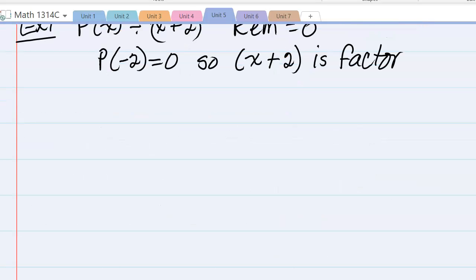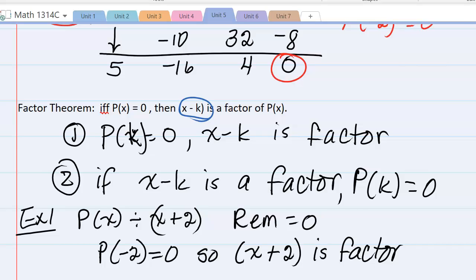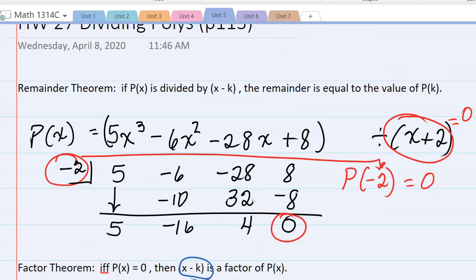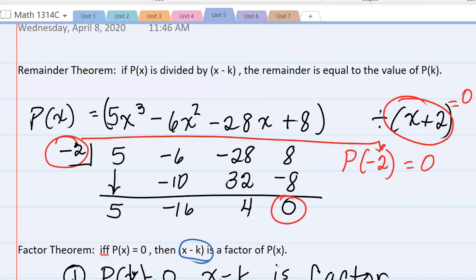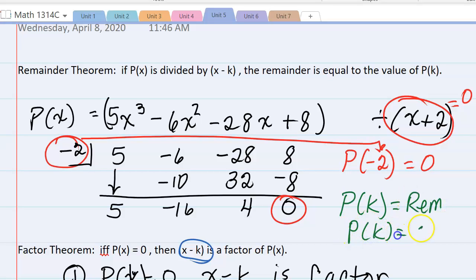So to sum it up, if you do the synthetic division of p of x, where the divisor is x minus k, and there is a remainder, then that remainder is the value of p of k. If the remainder is 0, then p of k is equal to 0, and x minus k is a factor of the polynomial p of x.